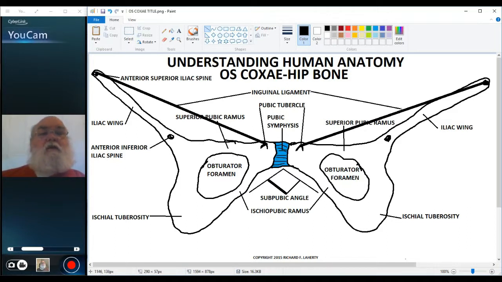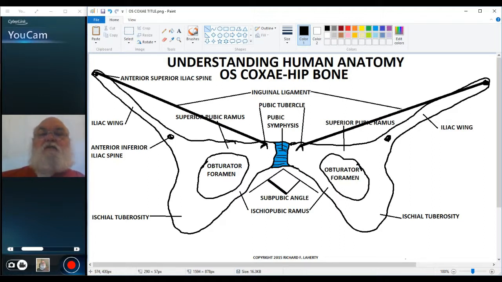The inferior border of that tendon of insertion forms the inguinal ligament, and you can see that the inguinal ligament creates a passageway between the iliac wing, the superior pubic ramus, and the inguinal ligament for structures to exit the abdomen. And we'll see that there are several structures that come out through this opening. Some muscles, also the femoral artery, the femoral vein passes through here, and the femoral nerve.